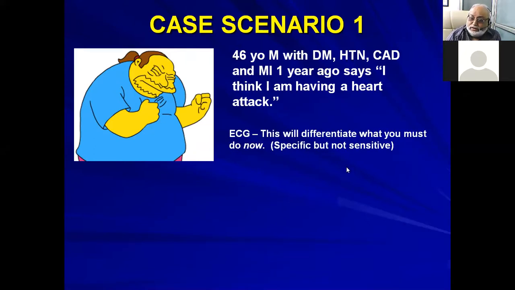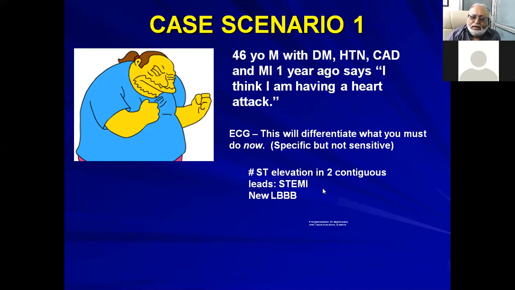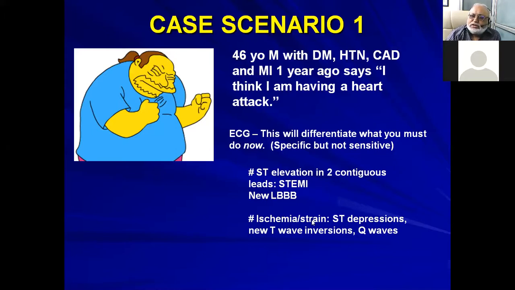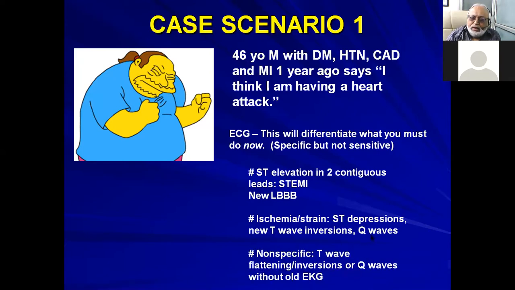ECG is, of course, as I said, you've done an ECG. It is specific but not sensitive. It is going to tell you what you have to do now. If an ECG is normal, it does not rule out coronary artery disease. But if there is an ST elevation in two contiguous leads, it is ST elevation MI. And if there is a new LBBB, or left bundle branch block, again it is ischemic in origin. Or there may be other signs of ischemia and strain like ST depressions, new T wave inversions, and Q waves. Or there may be non-specific signs like T wave flattening and inversion, or Q waves without an old ECG.